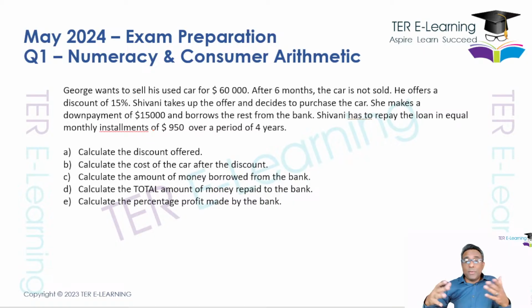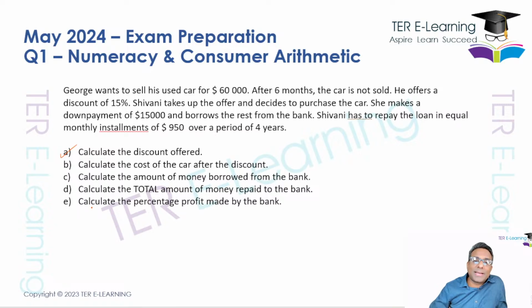Now this is typically what happens in real life. You see a car and you want to buy it, but you don't have enough money, but you have some money. So you might make a down payment and borrow the rest from the bank. So the rest of the money is going to come from the bank. She has to repay the loan in equal monthly installments of $950 over a period of 4 years. When you have a longish question like this, try your best to read carefully.